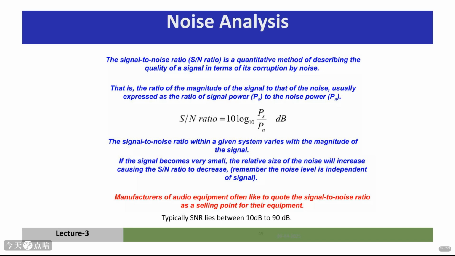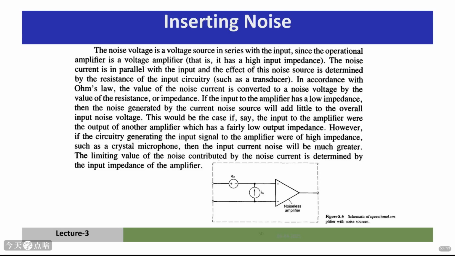So, if the signal gets very small, the relative impact of the noise becomes much larger, and the SNR decreases significantly. Audio manufacturers often boast about high SNR ratings for their equipment. Typical SNR values range from 10 dB for very noisy systems to 90 dB or more for high-quality audio or communication systems. How do we actually model noise sources in a circuit?